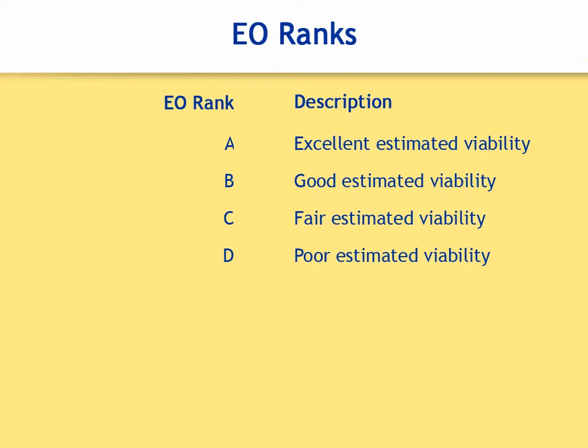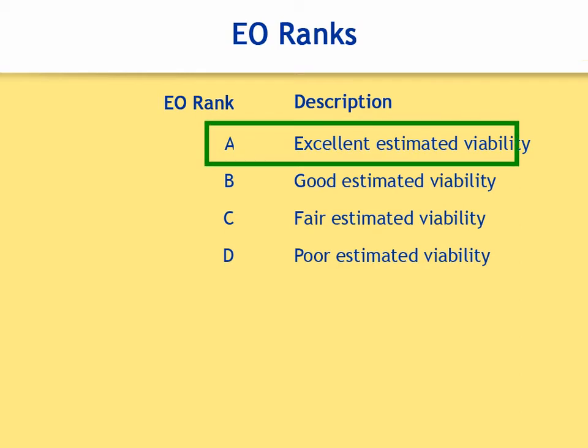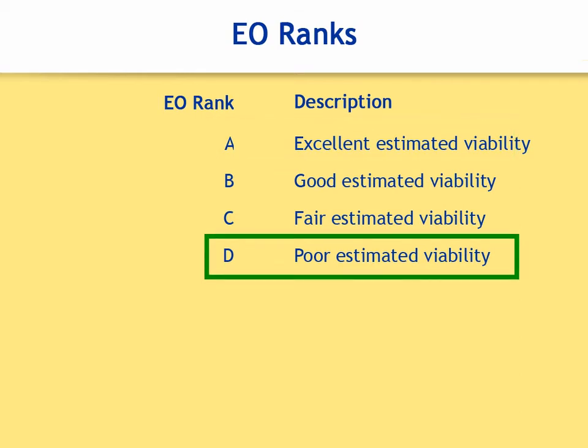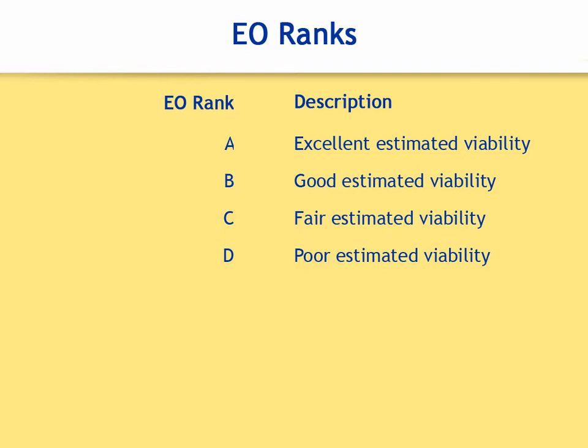Basic ranks for element occurrences are on an A to D scale, dropping from excellent viability, or A, to poor, which is D. If there is not enough information to estimate viability, a rank of E or extant simply says it was observed to be present. H, or historical, means it was last known to be present a long time ago. At least 20 to 40 years is the usual time frame used.